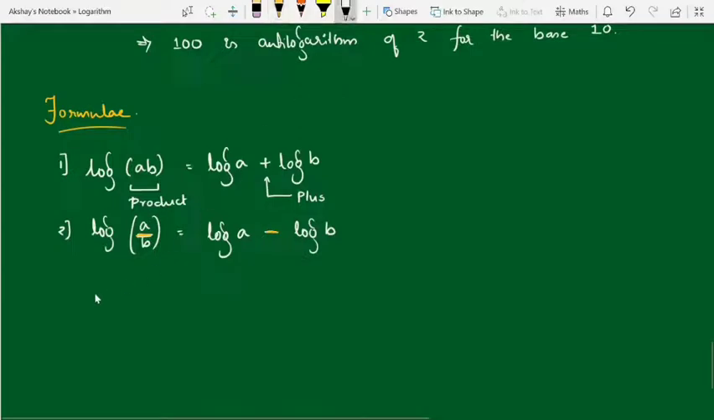Okay, remember. Next, third one, I have one more formula which is known as the power formula, with a power n. It is treated as n log a. If here the base is e, here also you have to write base e. If it is base 10, these two values will be in terms of base 10 values.